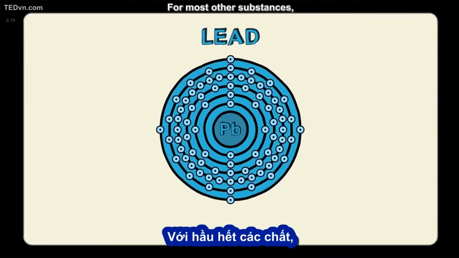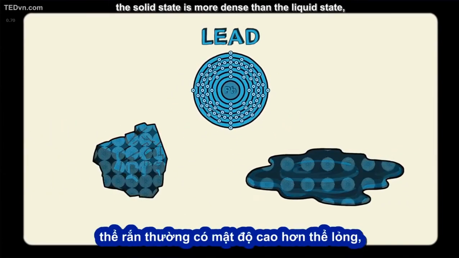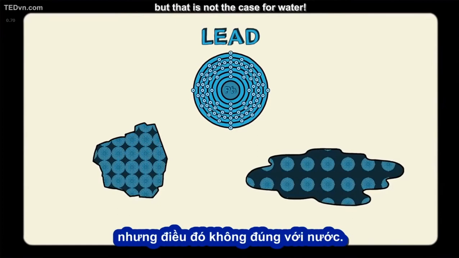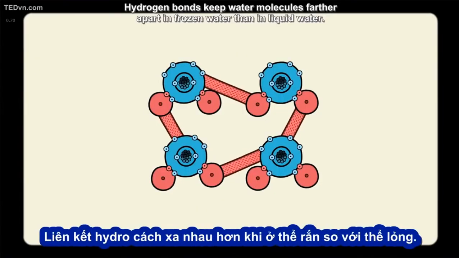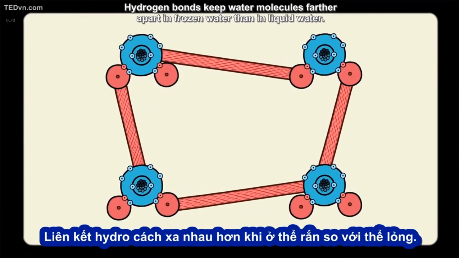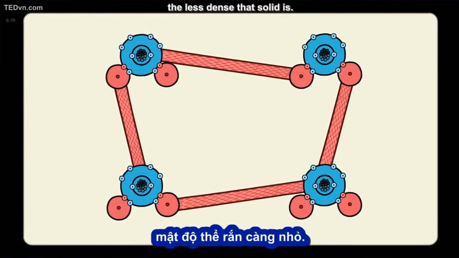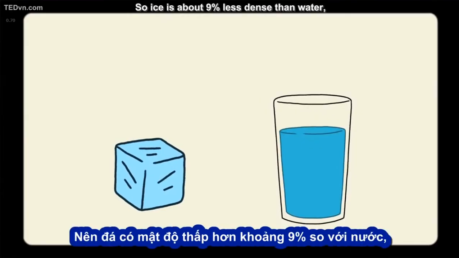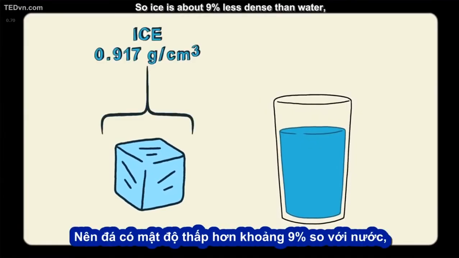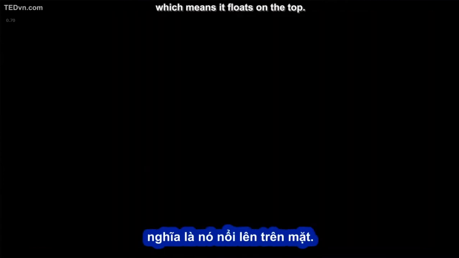For most other substances, the solid state is more dense than the liquid state. But that is not the case for water. Hydrogen bonds keep water molecules farther apart in frozen water than in liquid water. The farther apart the molecules are, the less dense that solid is. So ice is about 9% less dense than water, which means it floats on the top.